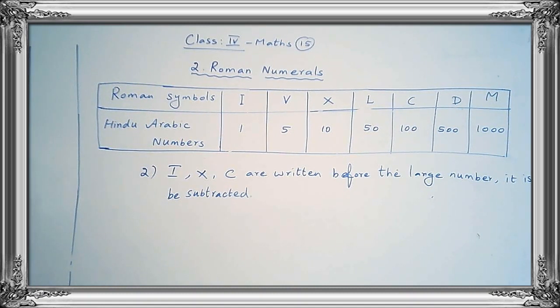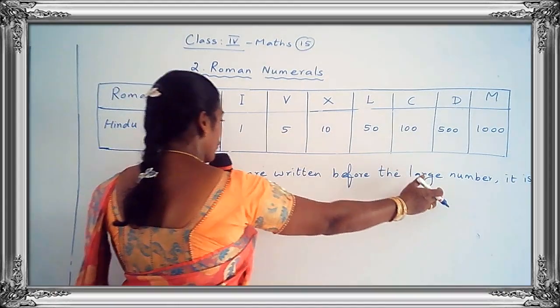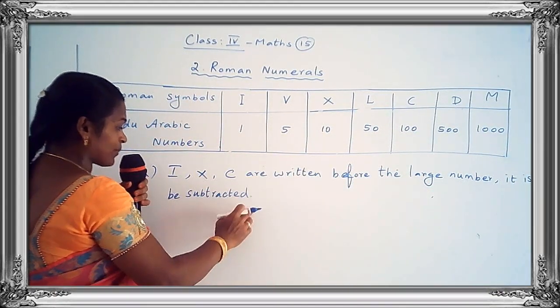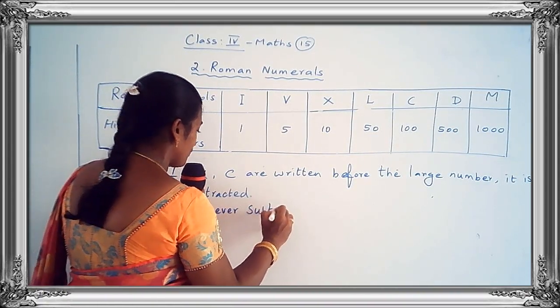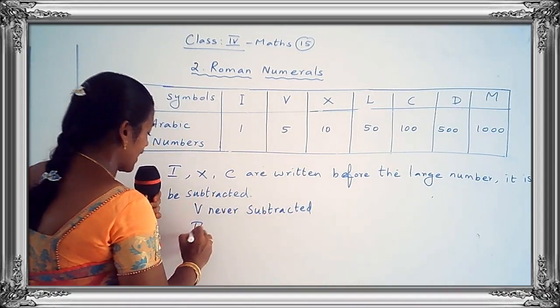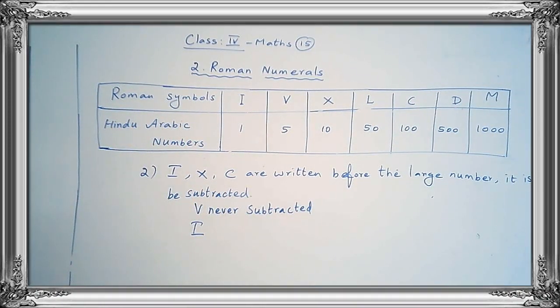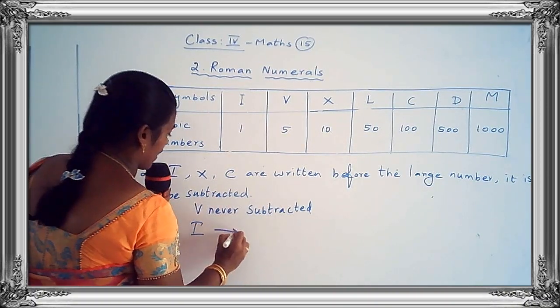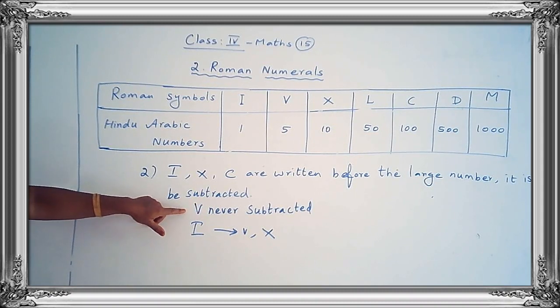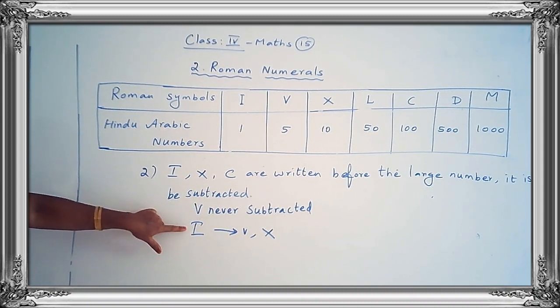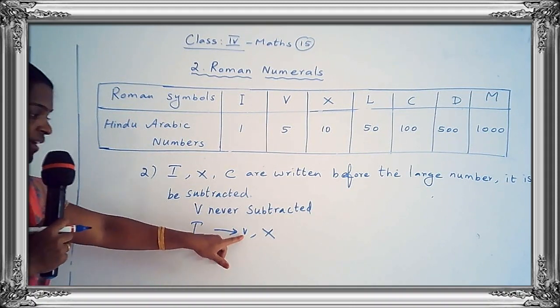Okay. But V is never subtracted. I can be subtracted from V and X only. Okay. I, X, C are written before the large number. That time it is to be subtracted. Okay. But V is never subtracted, but I can be subtracted from V and X only, okay, V and X only. So I, X, C are written before the large number, it is to be subtracted, and V is never subtracted, and I can be subtracted from only V and X only, okay.